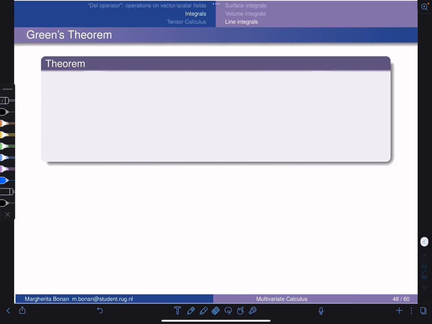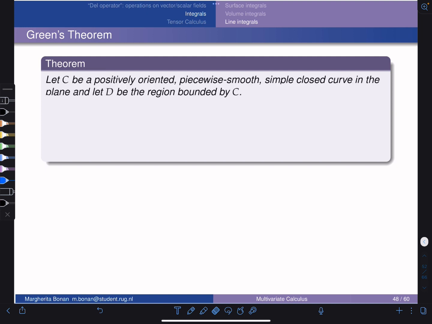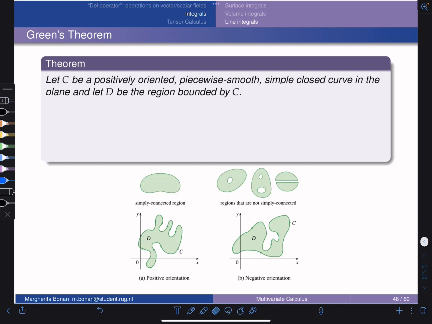Next theorem is Green's theorem. So we can just state it. If we have C being a positively oriented, piecewise smooth, simple closed curve in the plane. So an example of this is here we have a drawing, and the curves, the green ones on the borders, are here examples of curves that satisfy the conditions for this theorem, not those ones though.